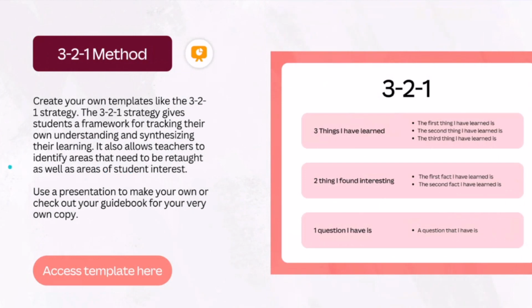All right, the 3-2-1 method. If you search Canva, you will find some 3-2-1 templates already. In this presentation, you'll also be able to access a template by clicking on the bottom. This is a great way for students to synthesize their learning. It can be done in an independent way where students are doing this on their own, or it can be done in a collaborative way with students working in groups or as a whole class. There are really so many possibilities for something like this.